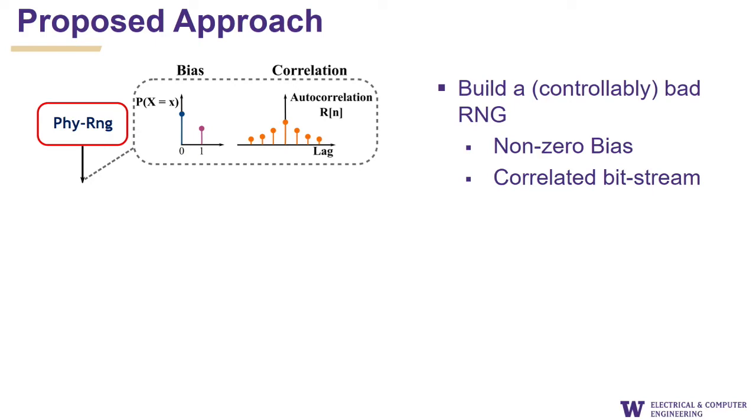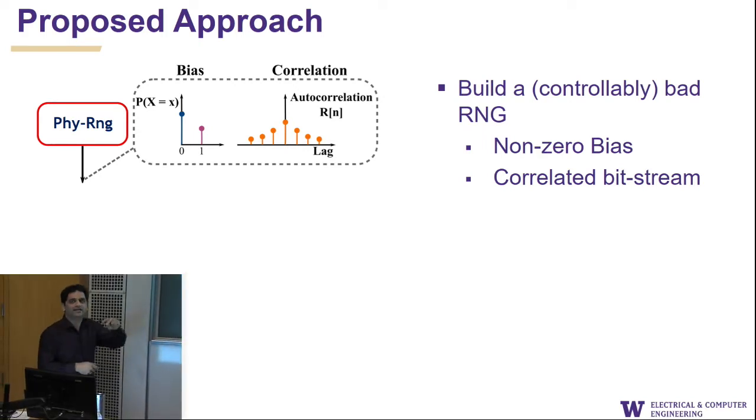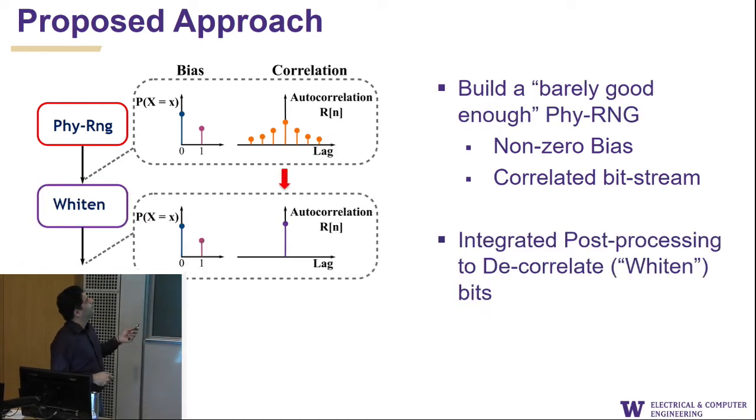Start with a physical random number generator, which is basically just controllably bad, barely good enough. It's going to have a non-zero bias, so you're not going to have equal probability of 50% for your 1s and 0s. You're going to have autocorrelation. So in general, this will never pass a NIST benchmark on its own, right? And I'm not even trying to. I'll just build something that's simple, low power, low area, low complexity, that just gets me at a decent enough starting point. Then I will whiten this noise computationally.